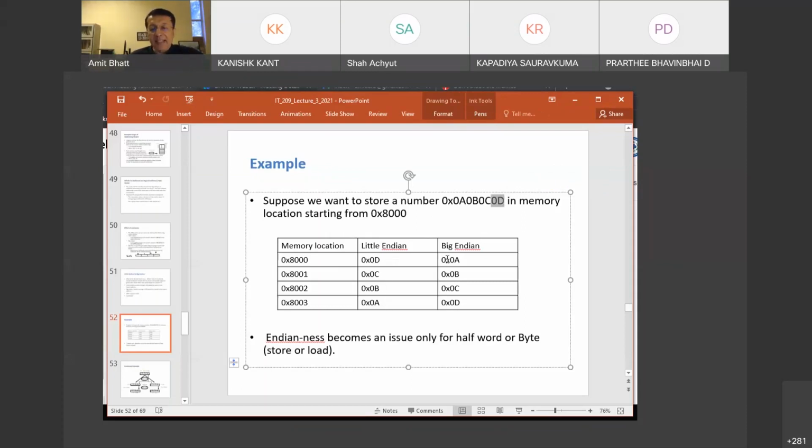In big endian, it is exactly opposite, which is what we are used to. We write numbers like this, so we also feel that we should see a number like this. So 0A should be here, 0B should be here, 0C should be here, and 0D should be here.